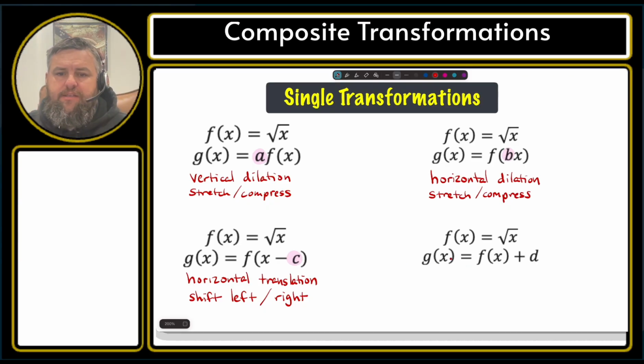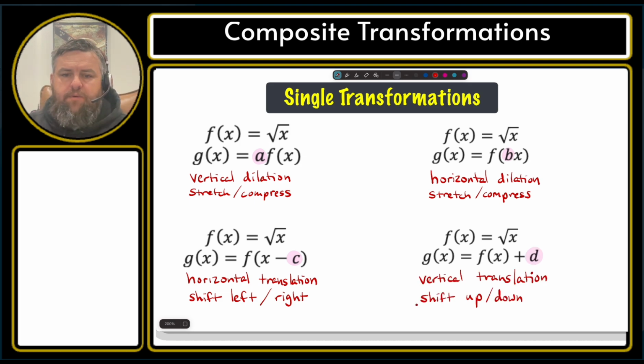The next one is g of x equals f of x plus d. This one is a vertical translation. It is shifting the graph up or down, exactly what it says in the equation. So if it says plus d, it'll go up. If it says minus d, it'll go down.